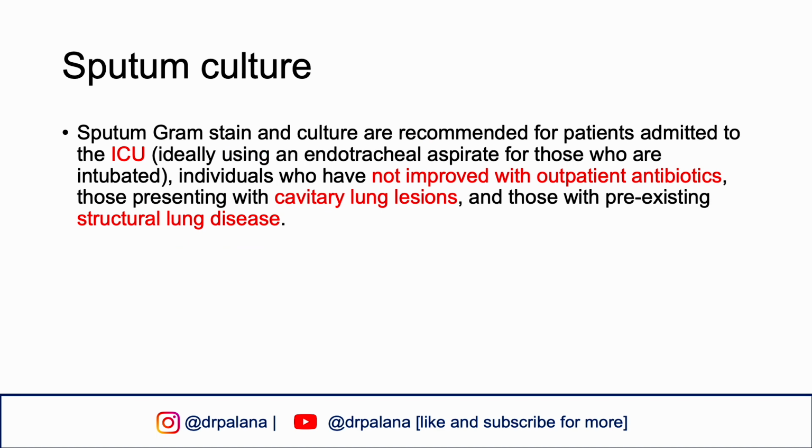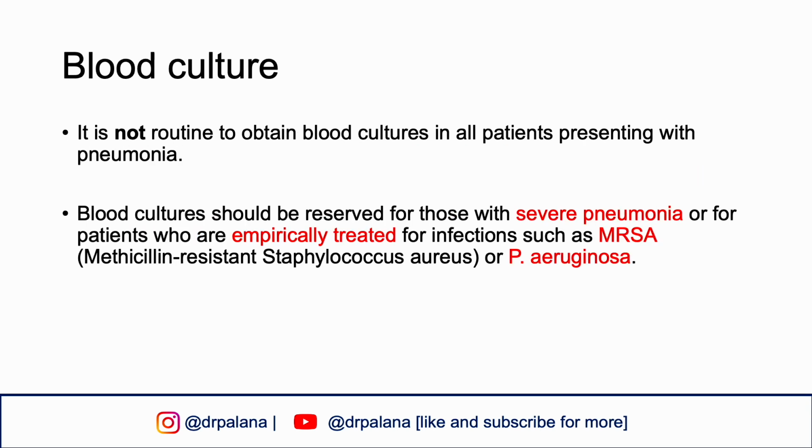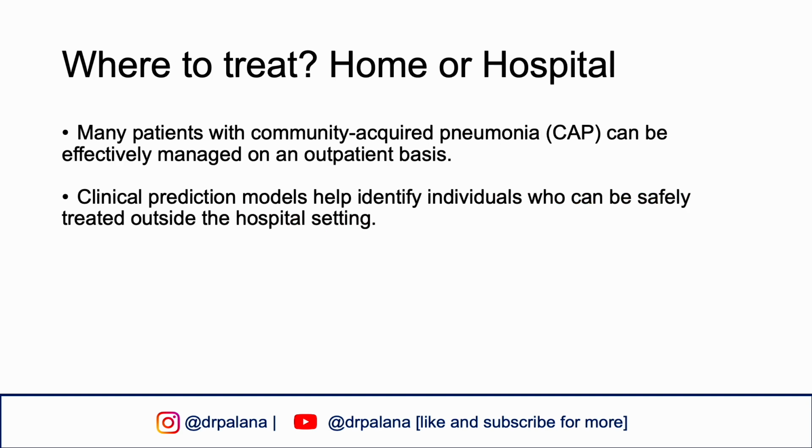Sputum Gram stain and cultures are recommended for patients admitted to the ICU, ideally using an endotracheal aspirate for those who are intubated, individuals who have not improved with outpatient antibiotics, those presenting with cavitary lung lesions, and those with pre-existing structural lung disease. It is not routine to obtain blood cultures in all patients presenting with pneumonia. Blood cultures should be reserved for those with severe pneumonia or for patients who are empirically treated for infections such as MRSA or Pseudomonas. Many patients with community-acquired pneumonia can be effectively managed on an outpatient basis.